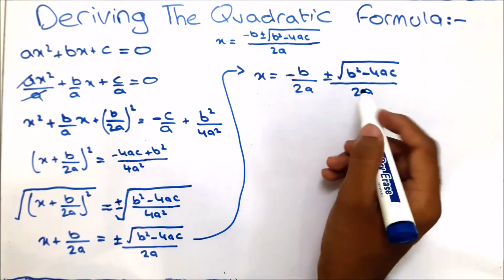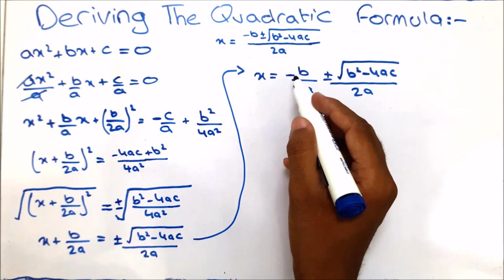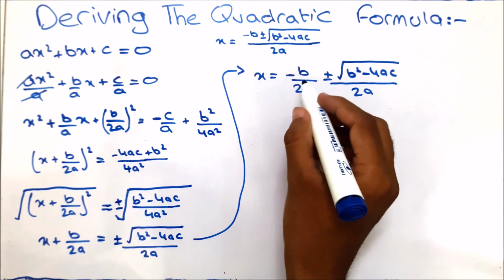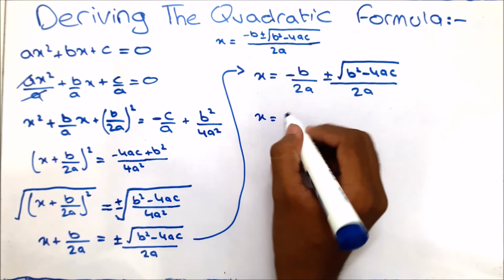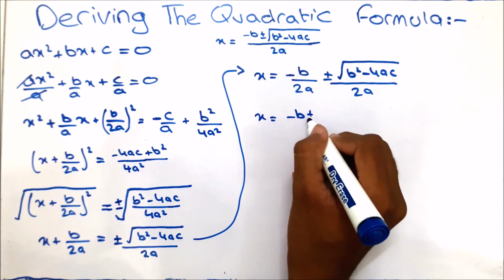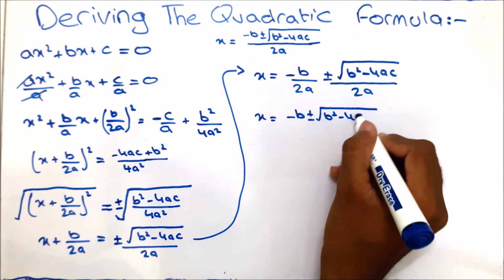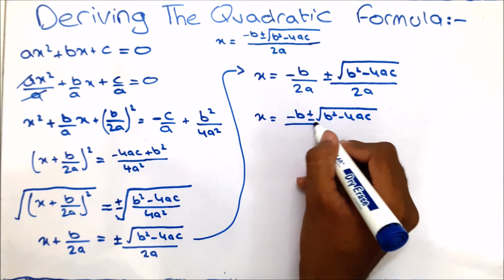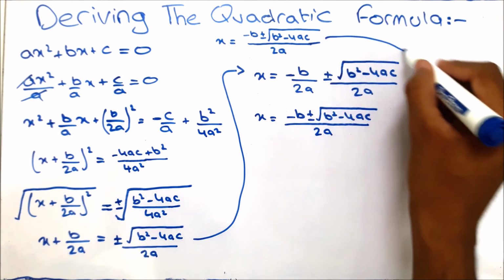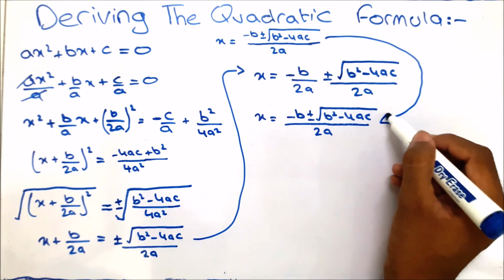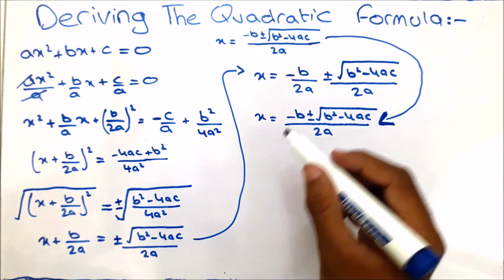Since we are left with a common denominator, we can just write it as 1 and subtract b from this. Okay, here I'm left with minus b plus minus square root of b squared minus 4ac, and whole divided by 2a. Okay, so here we have our quadratic formula. Okay, I hope you get how to derive the quadratic formula.